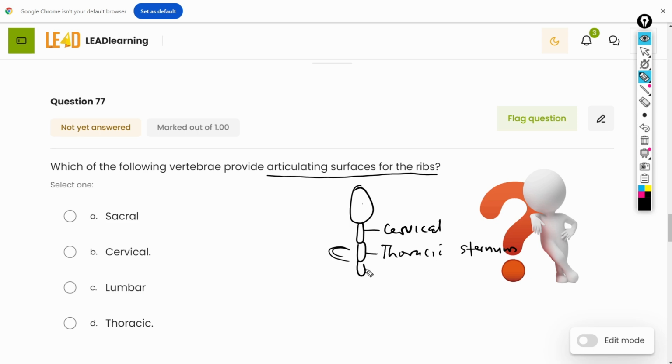Then the third vertebra here is the lumbar vertebra, which provides an articulating surface for the abdominal muscles. Then we have the sacral vertebra, which provides an articulating surface to the pelvis. And then finally, the caudal vertebra that does not provide any articulating surface for humans, because we don't have a tail. But for mammals with tails, it supports the tail. So clearly here, it is the thoracic vertebra that provides an articulating surface for the ribs. So if we look at our options, thoracic vertebra is the option D as our answer.